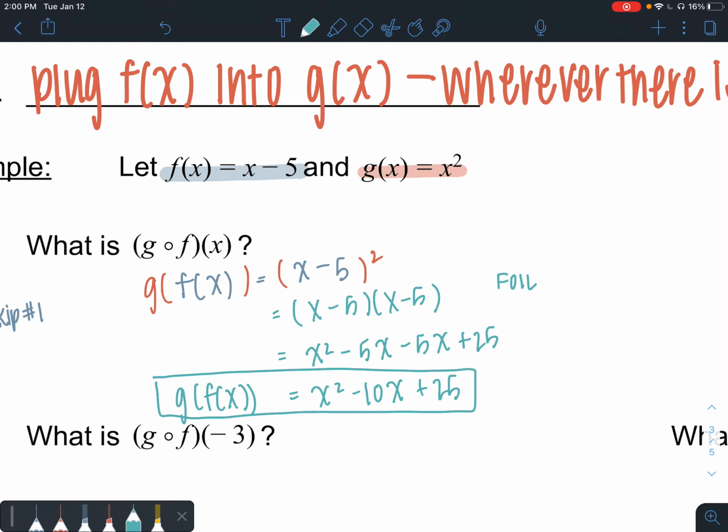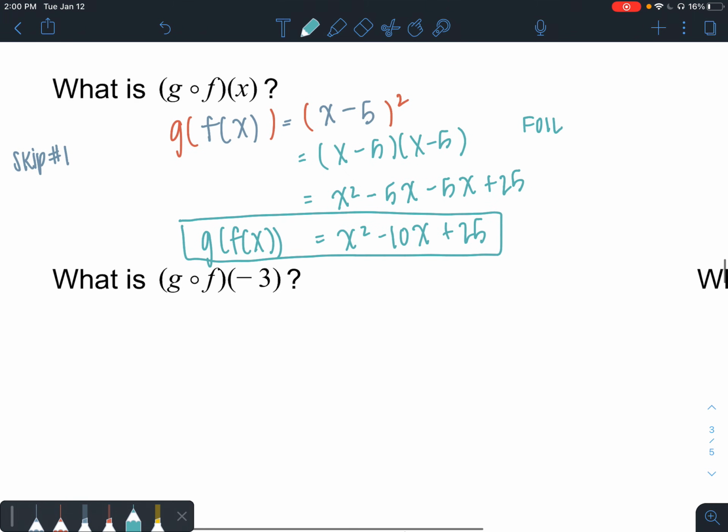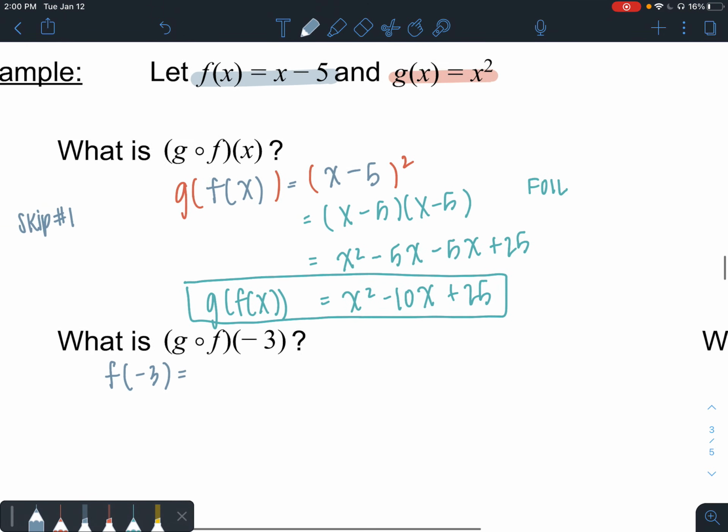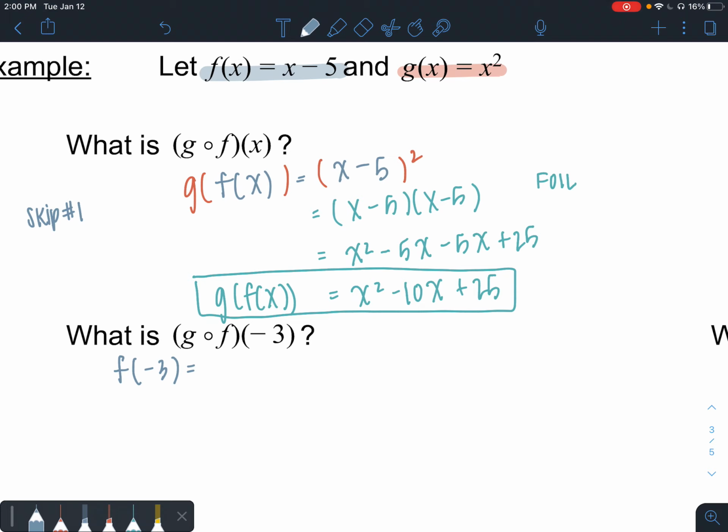All right, let's go ahead and do this next one. What is g of f of negative 3? Step number 1 is find f of negative 3. We're going to take negative 3 and plug it in for x from this equation up here. So x is negative 3, and so I get f of negative 3 is equal to negative 8.